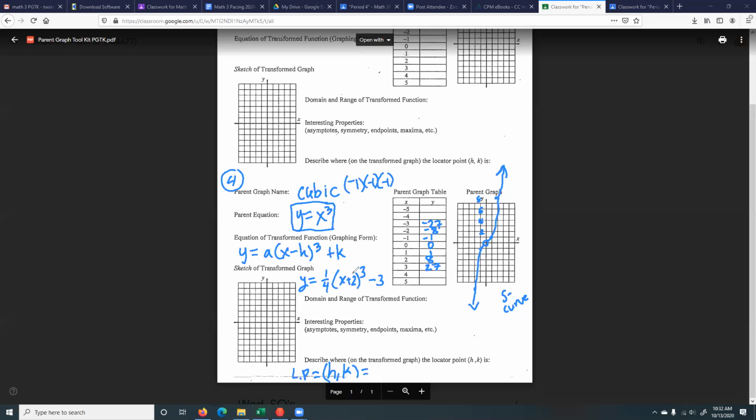Okay, so we take the opposite of what's in the parentheses here, opposite of positive 2, negative 2. That's our H. This is our K. And then this number at the end, we don't take the opposite of because it's not in parentheses. So negative 2, negative 3 is where the middle of our graph is going to be. Negative 2, negative 3 right here. Okay, that's our locator point.